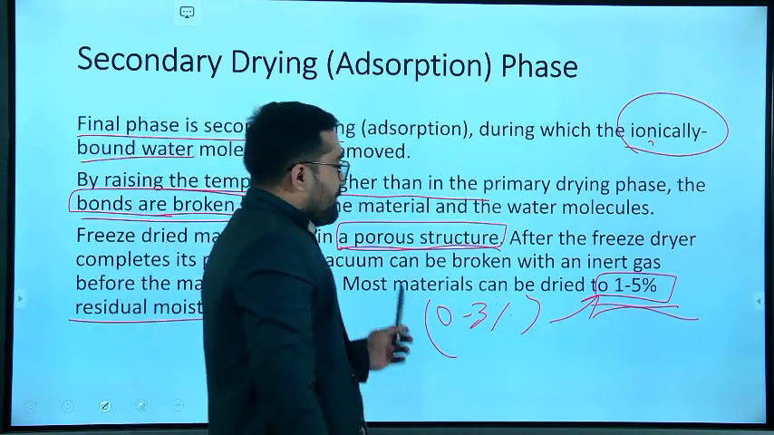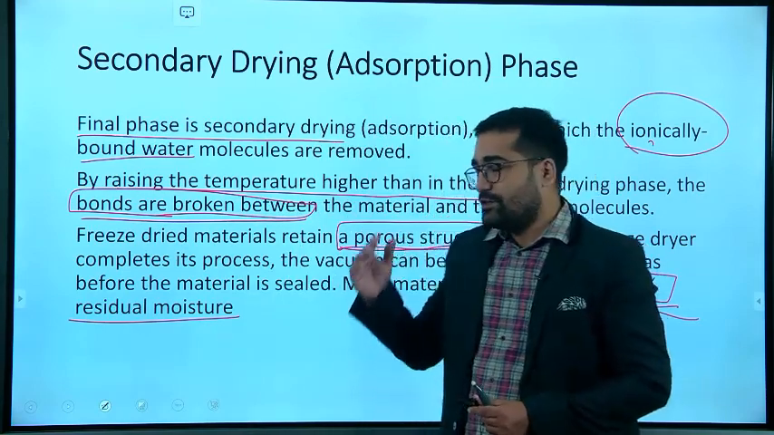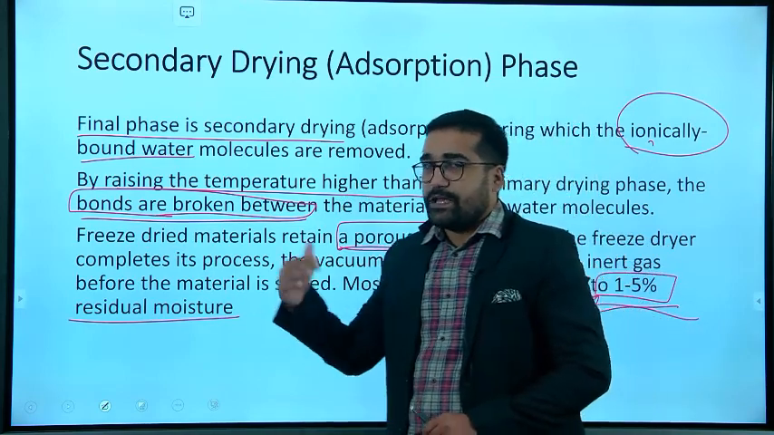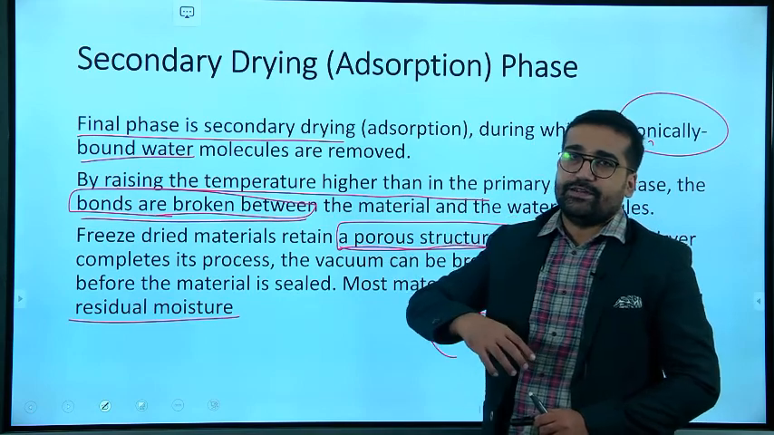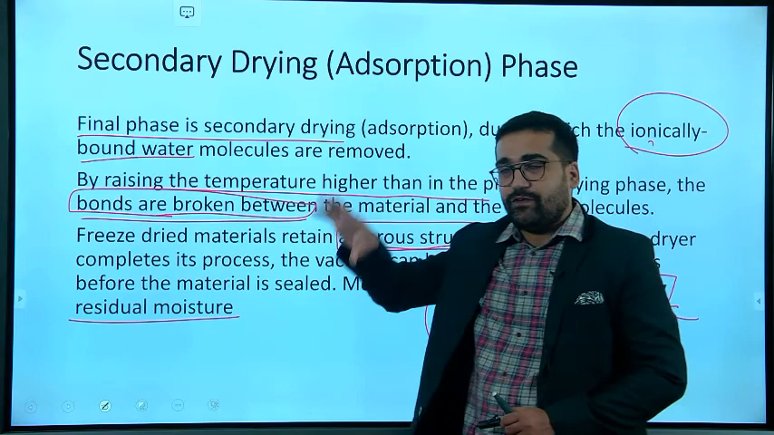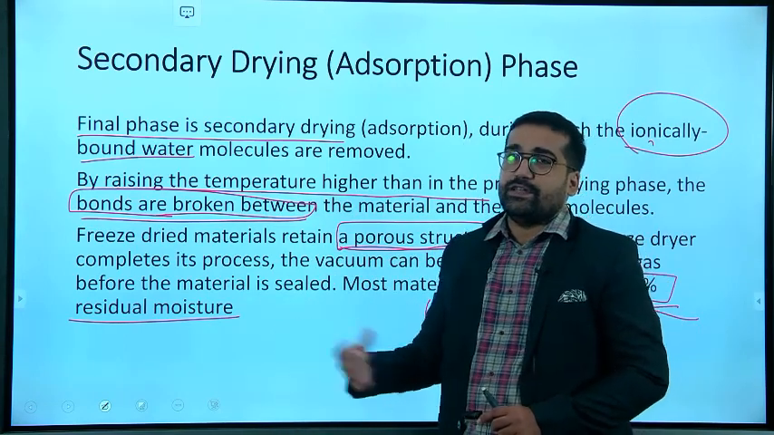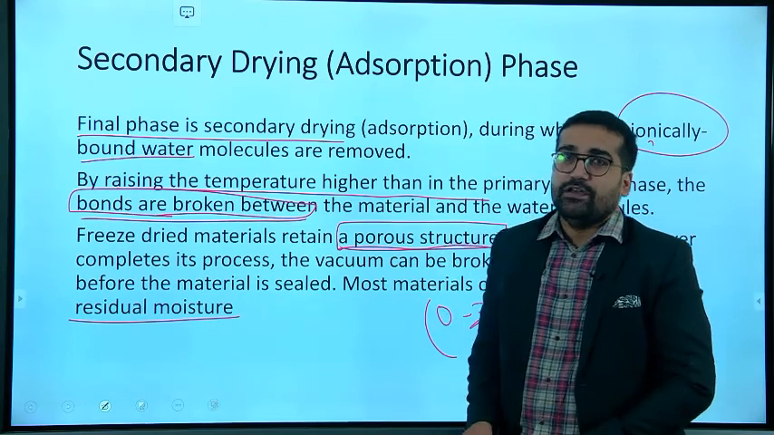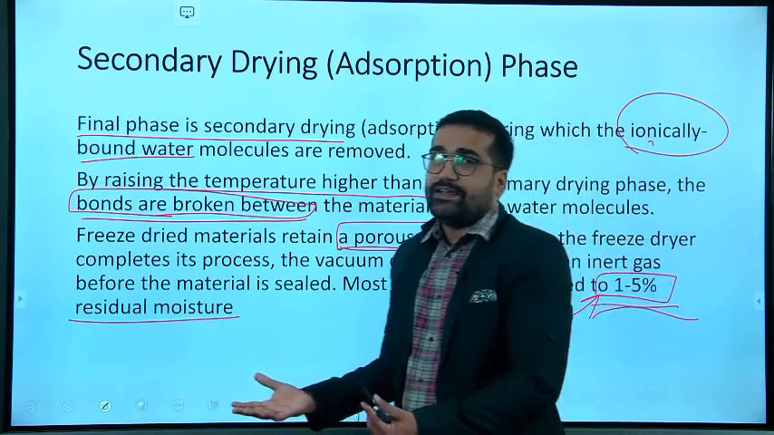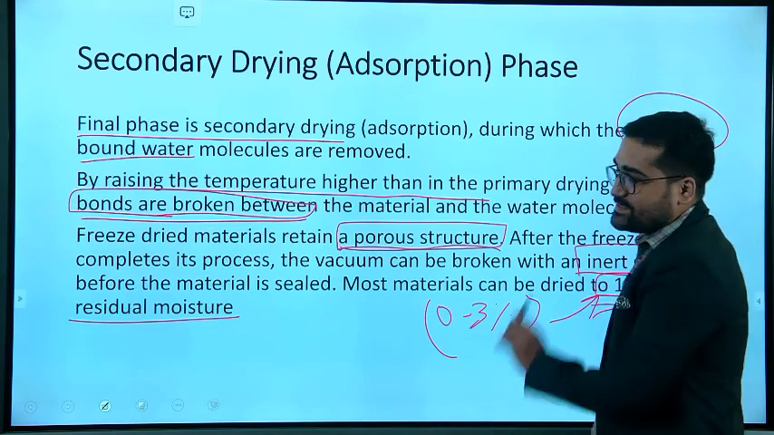So, what happens? Here we have talked about reducing the temperature, so reducing the pressure inside the chamber. Since the pressure is reduced and we have removed the water, now we have to supply a certain type of air to fill that gap. That air or gas should be inert in nature, so that it will not react with our products. So, in the secondary drying stage, we also supply the inert gas.